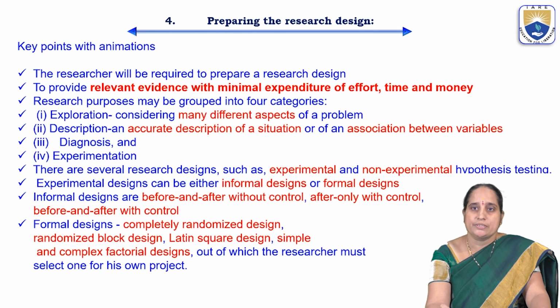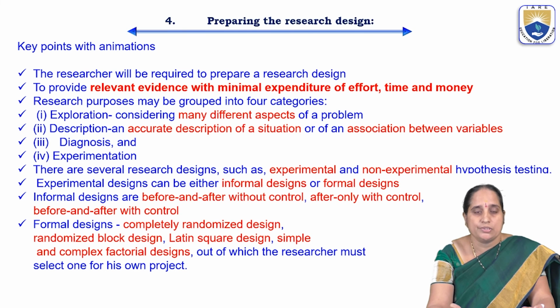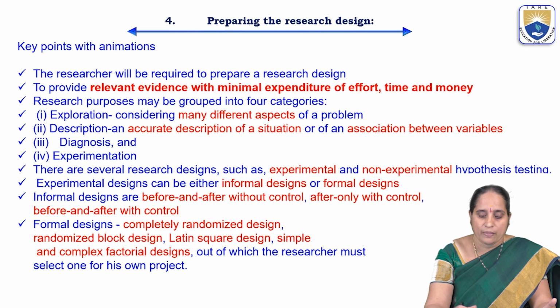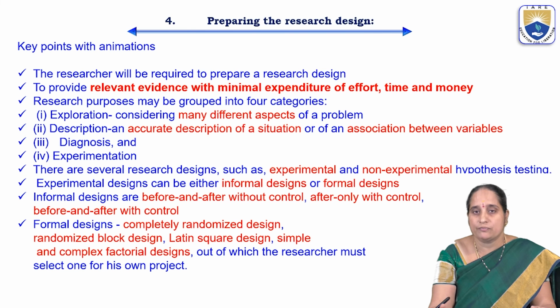So there are several research designs. Basically we divide the research designs into two types. One is experimental research design, another one is non-experimental research design. Experimental research design can be further divided into two ways, formal and informal experimental designs. Coming to informal experimental designs, we have different methods like before and after without control. So before, what will be the fertility, and after, how it will be. All these things we compare. Then after only with control. Then the next one is before and after with control. So there are different types of research designs that come under the category of experimental research designs.